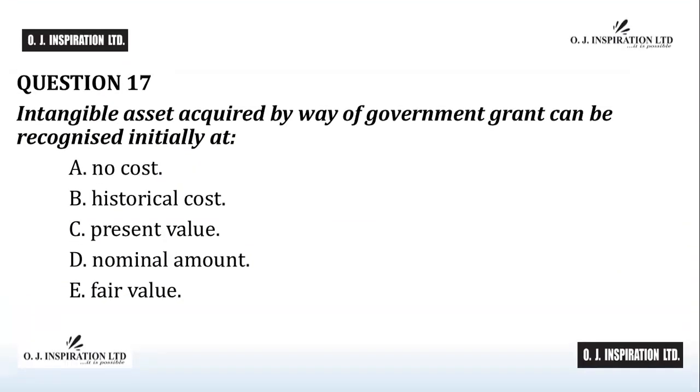Question number 17. The answer to question number 17 is E, fair value. An intangible asset acquired by way of government grants can be initially recognized at fair value as an option. The other option is to recognize the intangible asset initially at a nominal amount plus any expenditure that is directly attributable to preparing the asset for its intended use. E is the answer to question number 17.